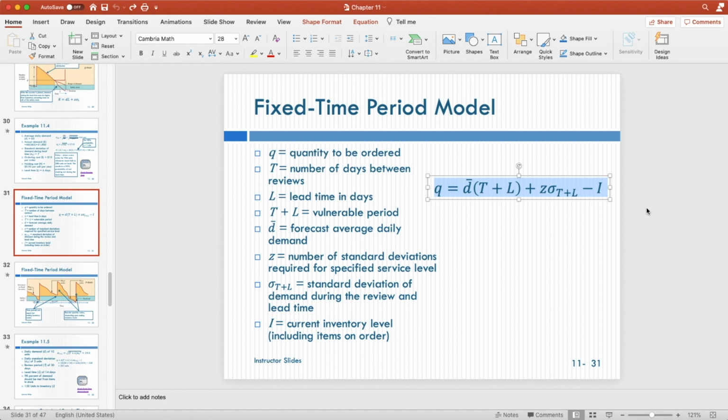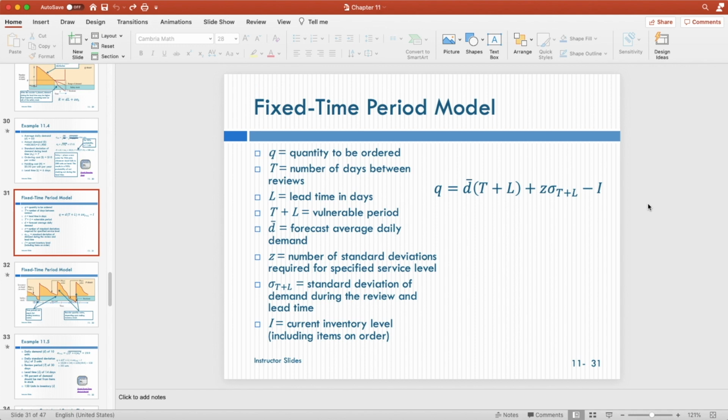Now, for the quantity amount, remember, in the fixed time period model the time period itself is fixed. So normally you will only count your inventory at the end of every week or every month, depending on the decision about your review period. If your review period is 1 month, then you will only count your inventory level at the end of every month. That's it.